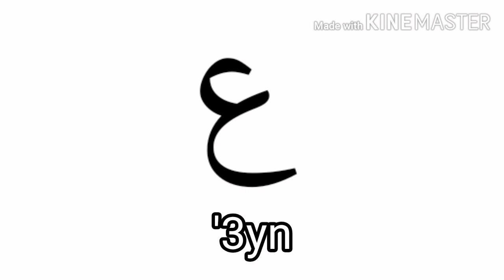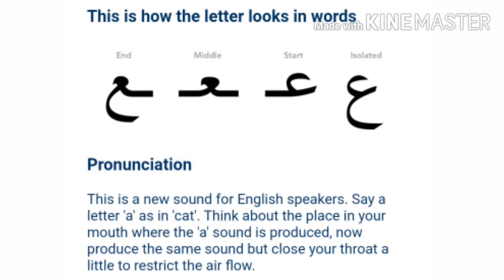Next is ein, which makes a glottal stop and can replace the E sound in English, and it's like a reverse tree. So here's how to write them in all the forms.